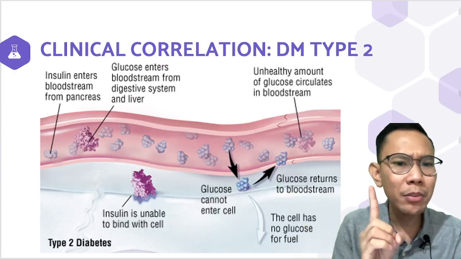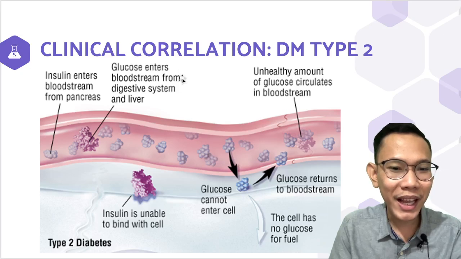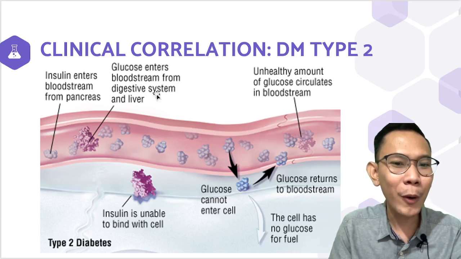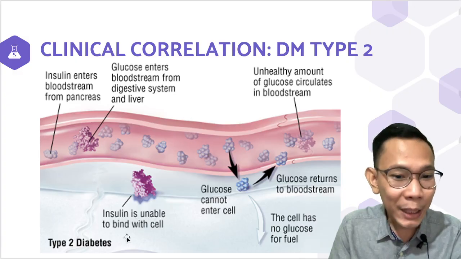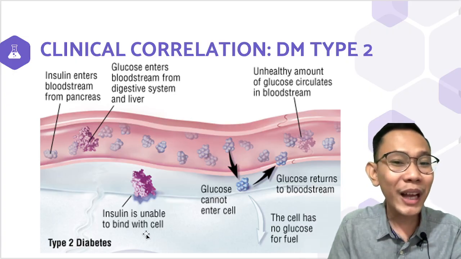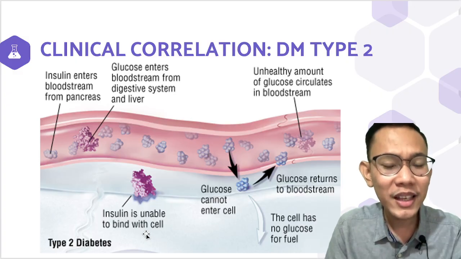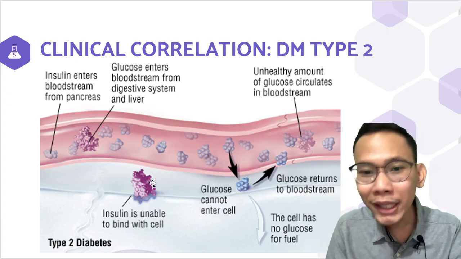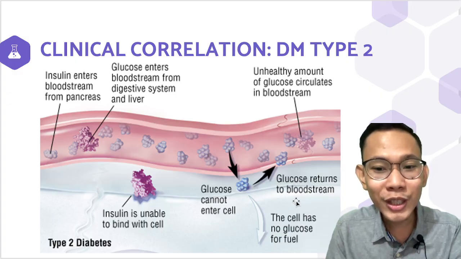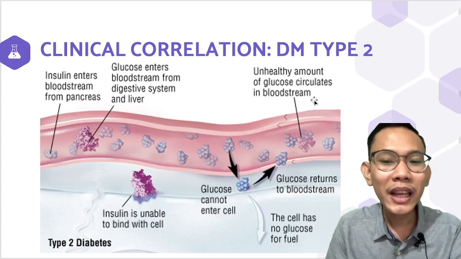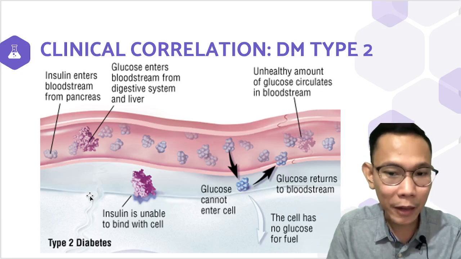But in type 2 diabetes mellitus, anong nangyayari? Insulin enters the bloodstream from the pancreas, glucose enters the bloodstream from our digestive system or from the liver, and then insulin is unable to bind with cell. Nagkakaroon tayo ng insulin resistance. Kahit meron kang insulin, but your body or your cell is resistant to your insulin, what will happen? Glucose cannot enter the cell. So, anong mangyayari? Glucose returns to bloodstream and there will be increase of level of your glucose leading to hyperglycemia.